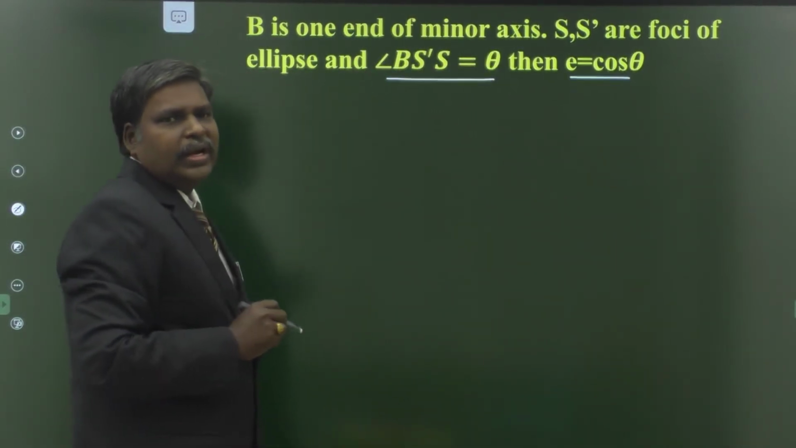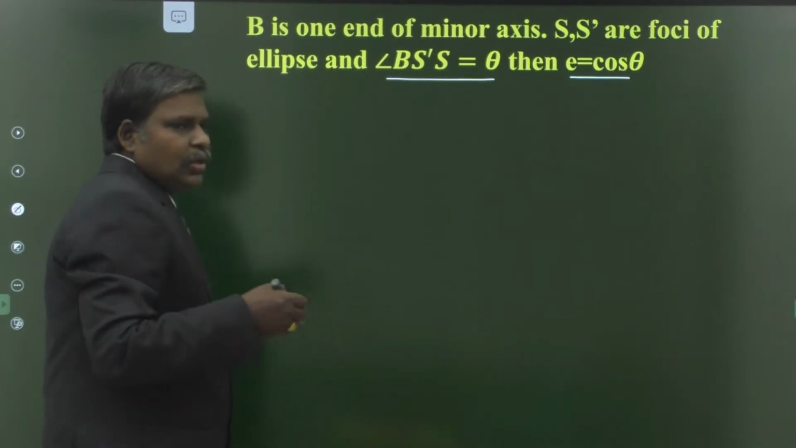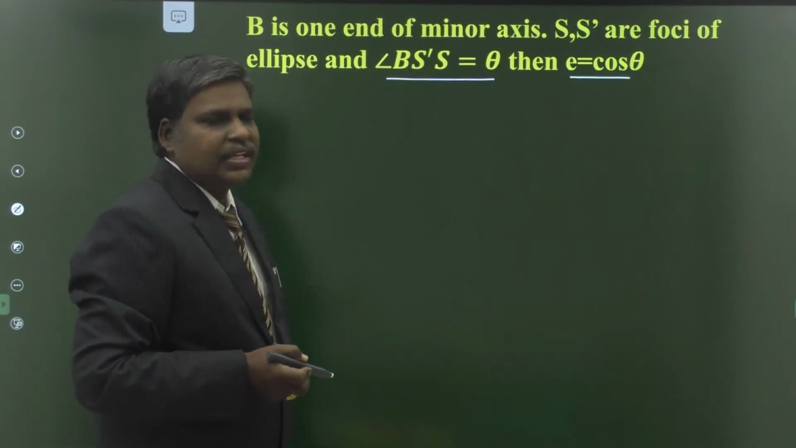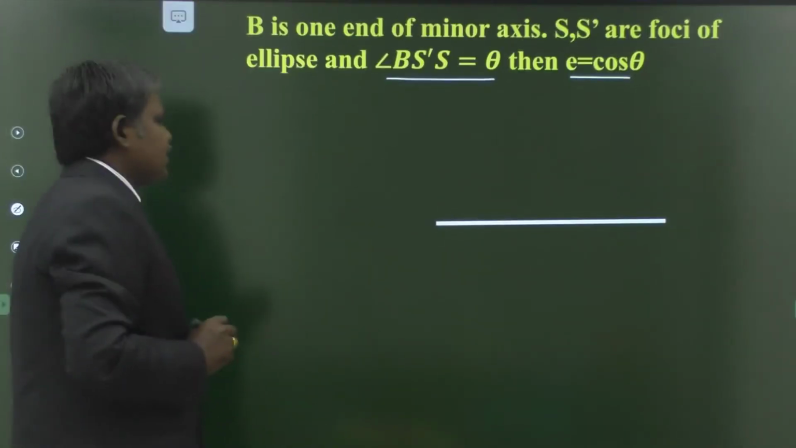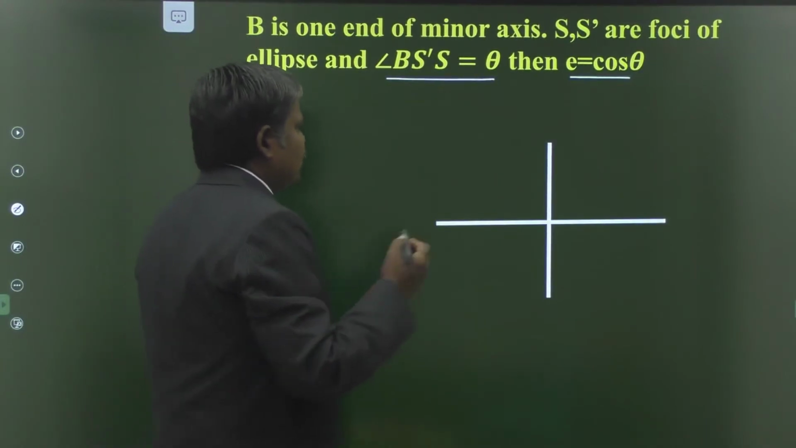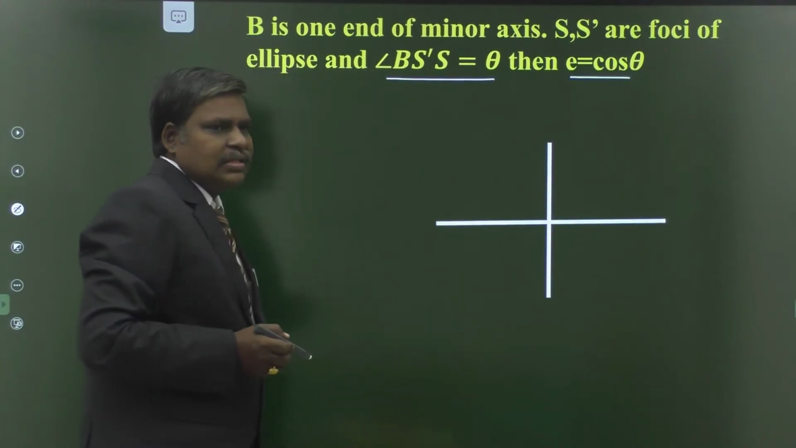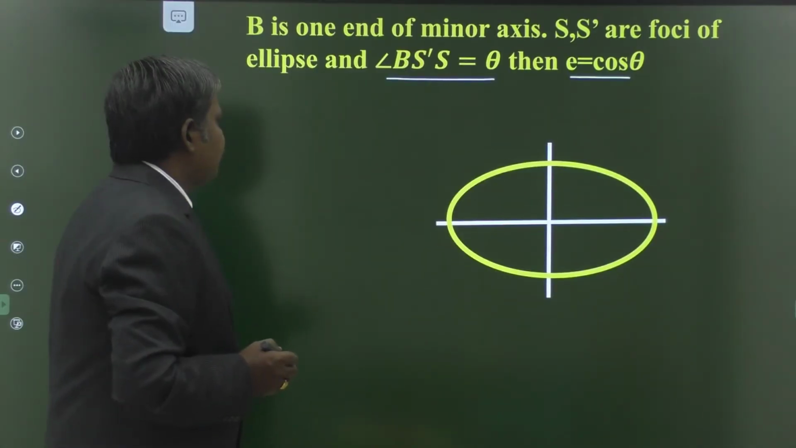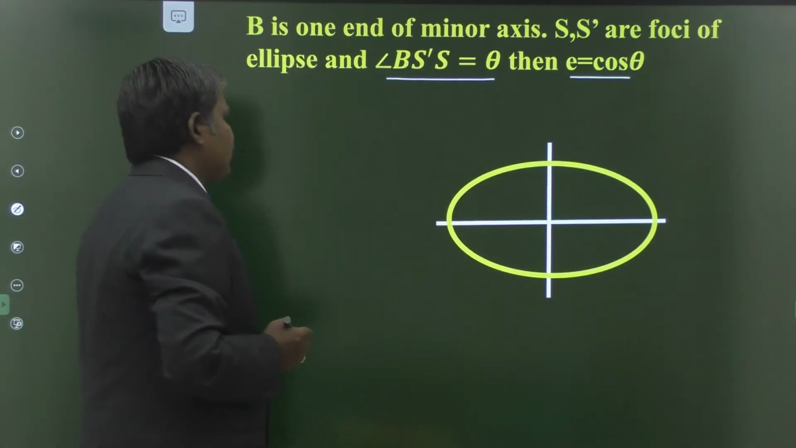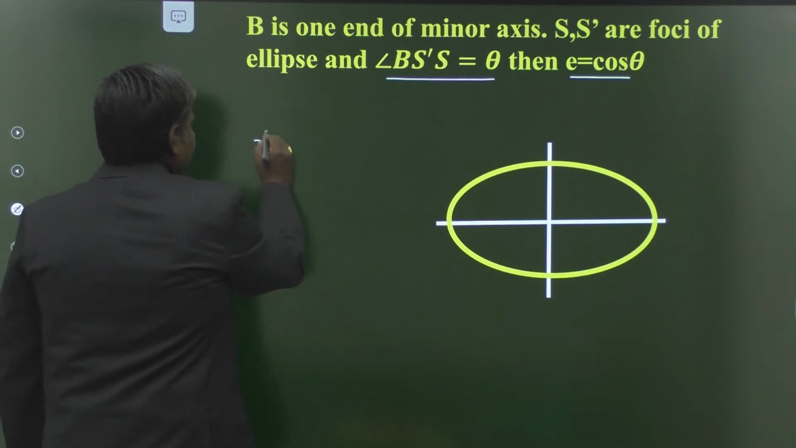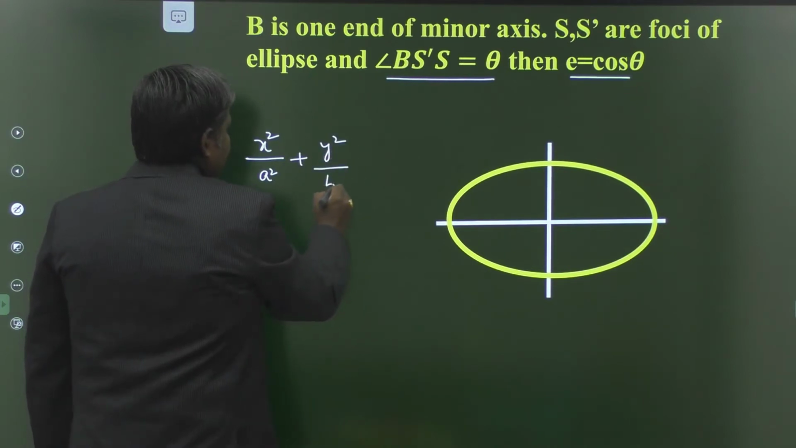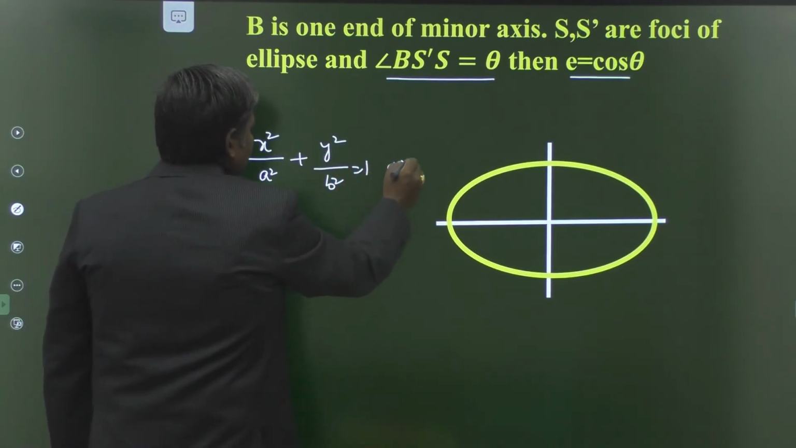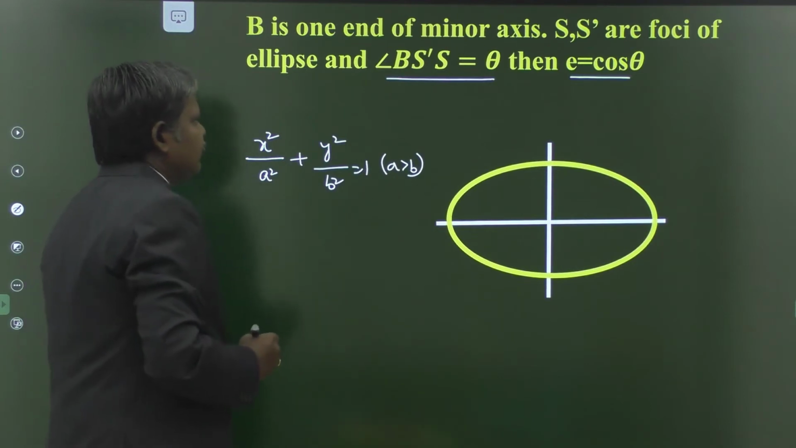What is B? 1.5 the minor axis of an ellipse. What are S and S dash? Foci of the ellipse. Let us try to draw the figure for this concept. This is x-axis, this is y-axis. Your major axis is along x-axis, minor axis along y-axis. It is your ellipse, x square by a square plus y square by b square is equal to 1, for a greater than b.